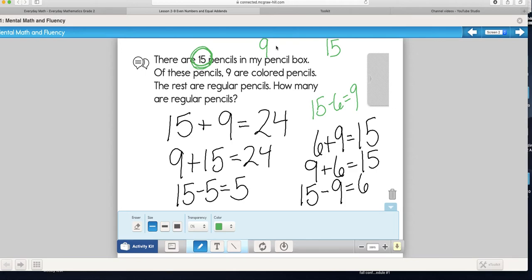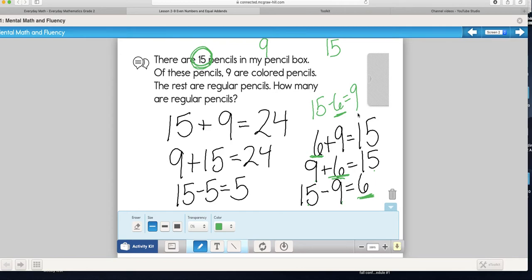So now we can decide to either start at 9 and count up our mystery number till we get to 15. Or like Rosemary did, she started at 15 and she counted back the 9 that she knew were colored pencils to find the mystery number. Or you're going to start at your mystery number and count up 9 till you get to 15, which is kind of strange because you don't know what your mystery number is. So you're really having to do that in reverse, starting at 15 and counting back 9 till you get to 6. Or you're starting at 15 and counting back until you get to 9. So 6 pencils are regular pencils. Not 24, 6 pencils are regular pencils.